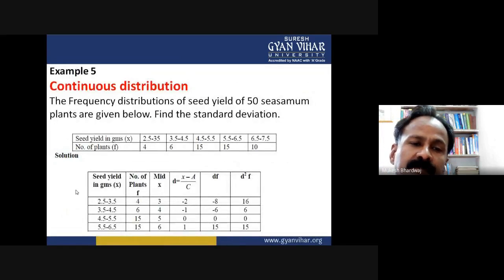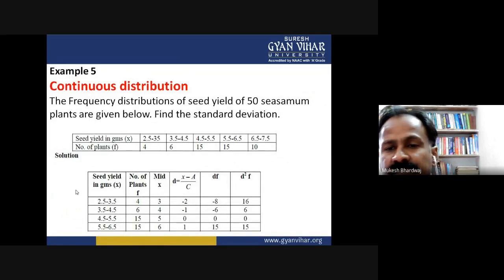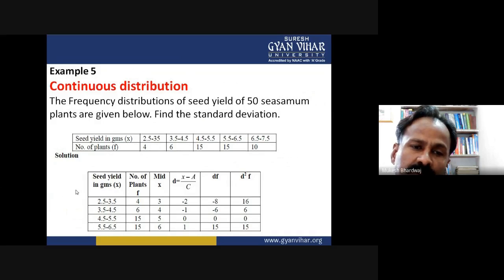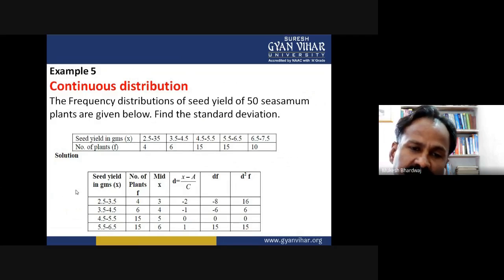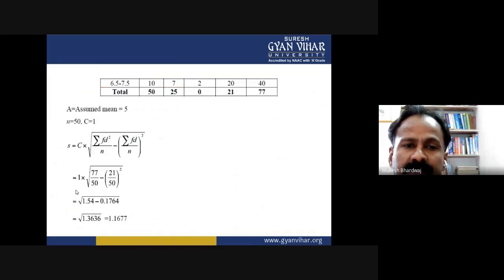Now, for continuous type distribution data, the frequency distribution of yield of 50 shisham plants is given below. In the range of 2.5 to 3.5, 4 plants. In the range of 3.5 to 4.5, seed yield in grams is given by 6 plants. And similarly in the range of 4.5 to 5.5, 5.5 to 6.5, and 6.5 to 7.5. Now, according to the formula, create the table, arrange the data in the table, create the columns, do the totaling in the last row, and put all the values in the formula. Have a look at this.